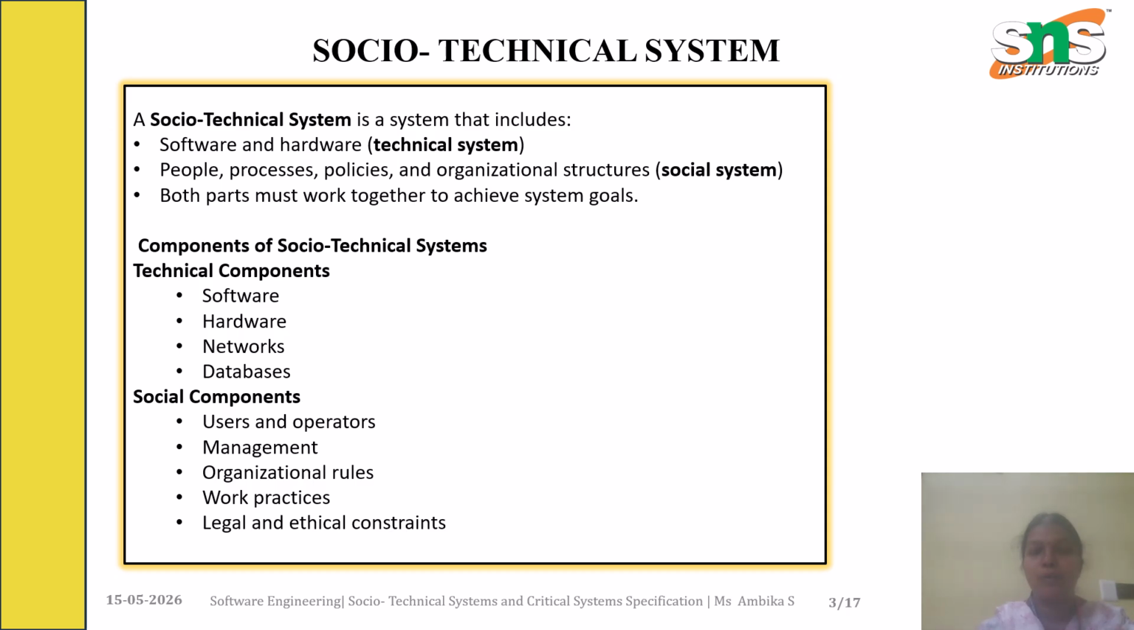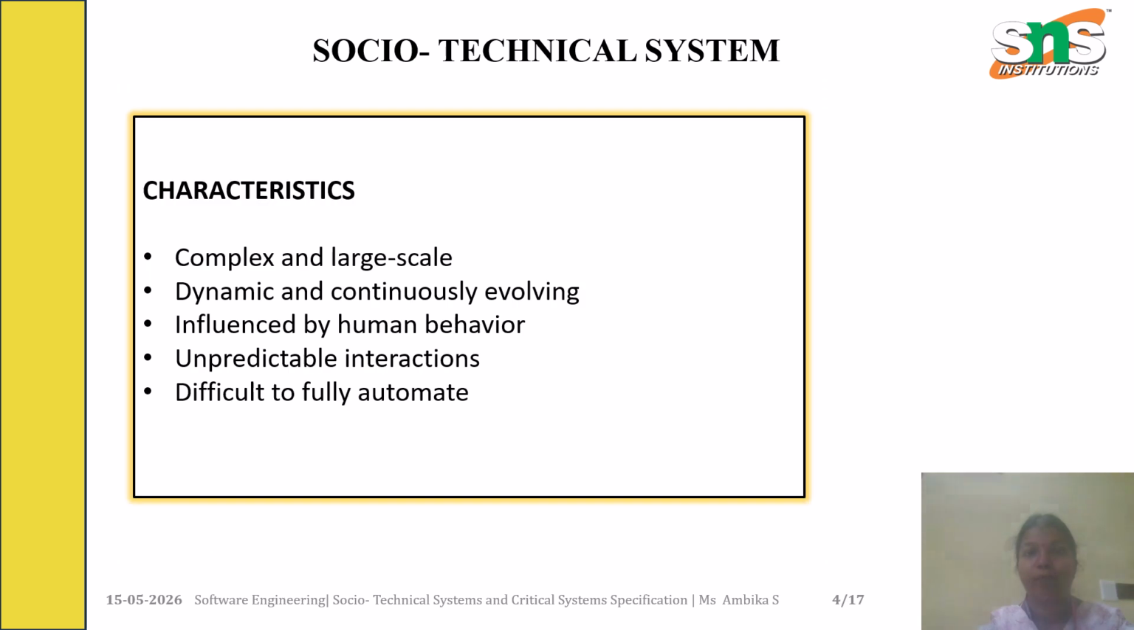A socio-technical system includes the technical systems, which involve hardware and software. The social system involves people, processes, policies, and also the organizational structures. Both the parts must work together to achieve the system goals. Components of socio-technical systems: technical components are software, hardware, networks, and databases. Social components include users and operators, management, organizational rules, work practices, and also legal and ethical constraints.